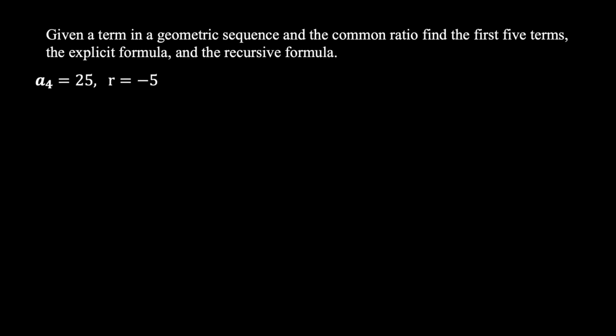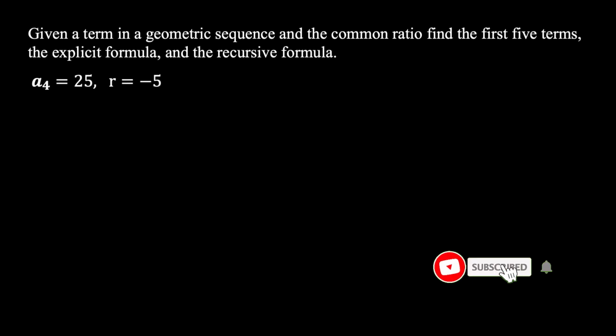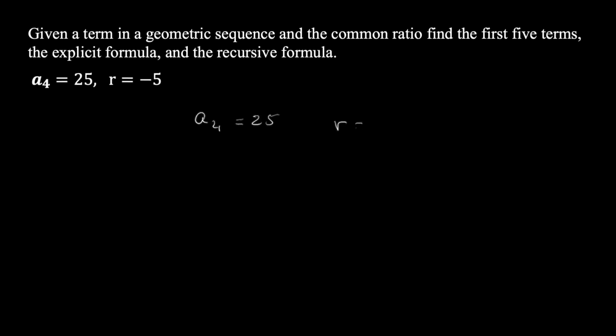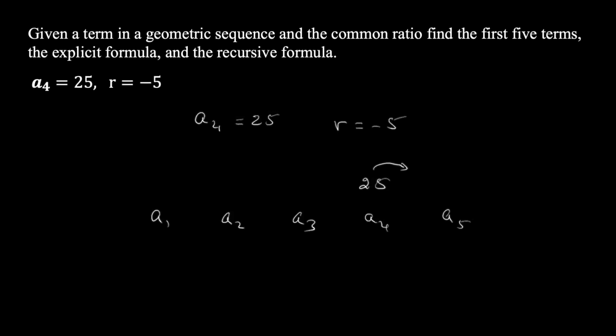Let's have another type of question. Given a term in a geometric sequence and the common ratio, find the first 5 terms, the explicit formula, and the recursive formula. So as you see here, a₄ is equal to 25, and the ratio is equal to -5. They want us to find a₁, a₂, a₃, a₄, and a₅. And as you see here, a₄ is given, so here it's 25. To get the term after, we multiply by -5.